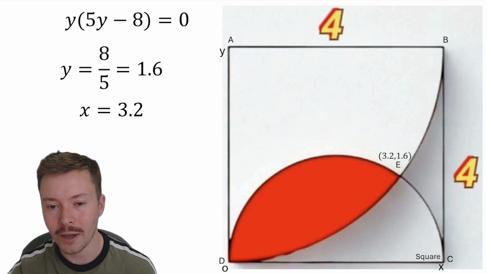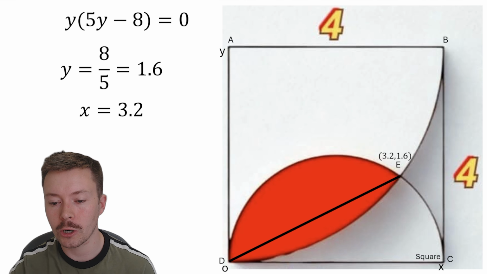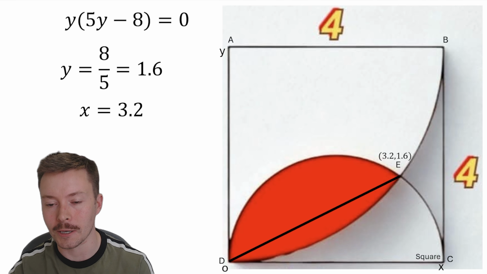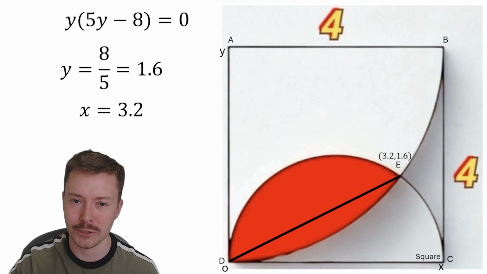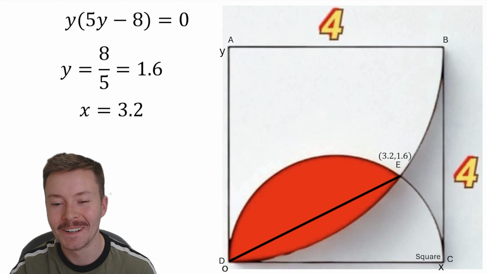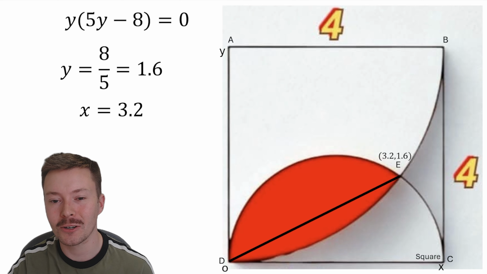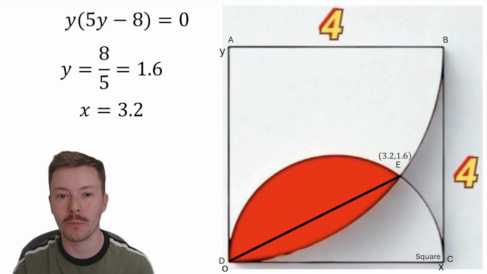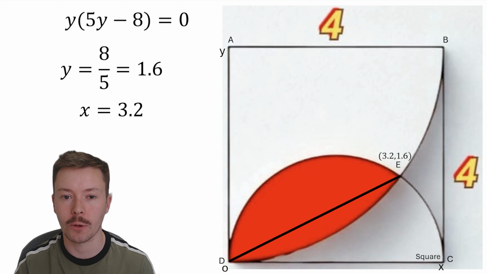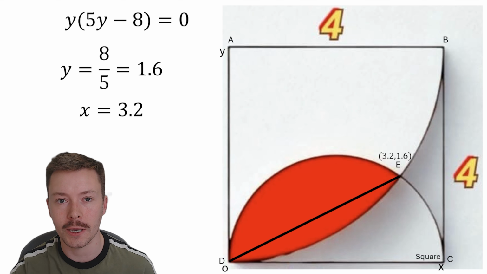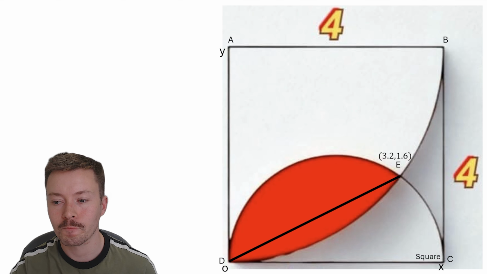Now what I can do with that is I've put it on the diagram. I'm going to look at this chord here, D to E. Not O to E, that just stands for the origin. So D to E. Now the length of that I can do by Pythagoras, because I've got my x, which is 3.2. So that would be the width of a triangle with this hypotenuse, and the height of the triangle will be 1.6.